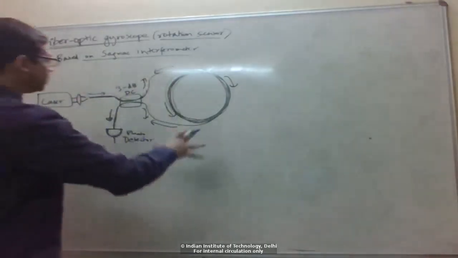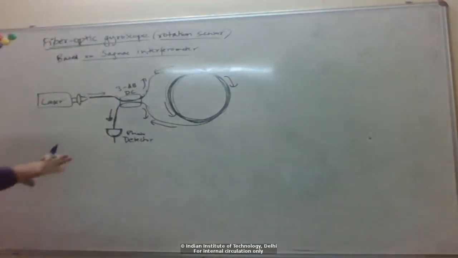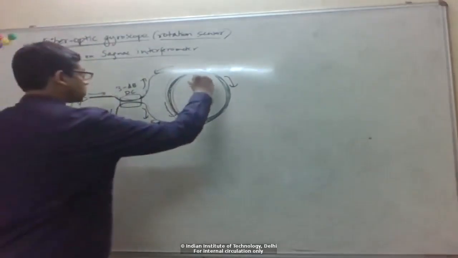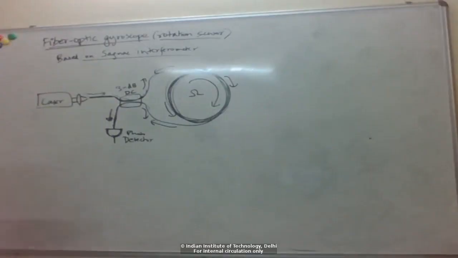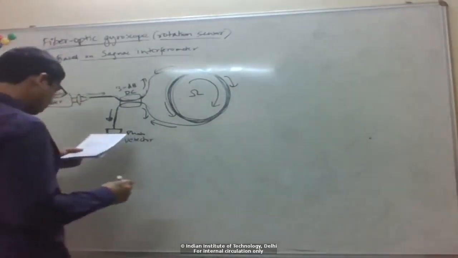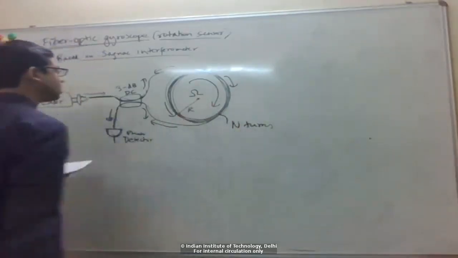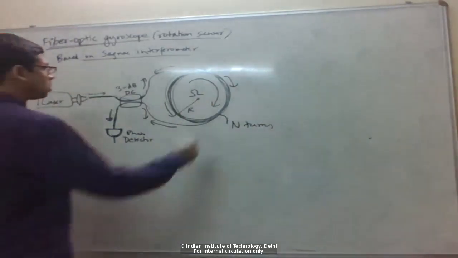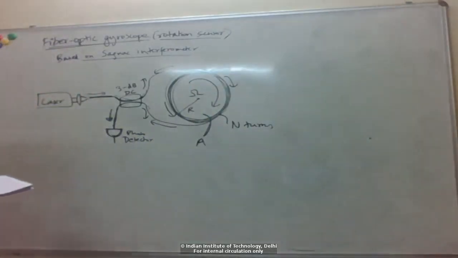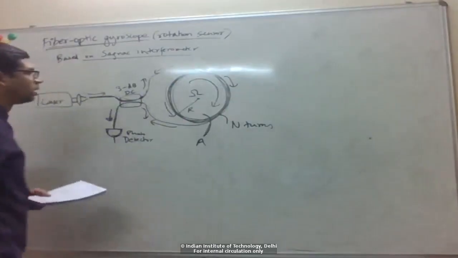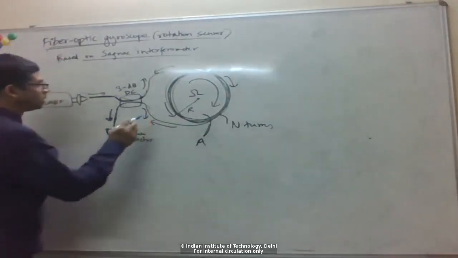Now imagine this whole setup is placed on some platform, like an airplane or a satellite, and that is now moving. So if there is a rotation here, this is wound into N turns, with some radius r, let's say. This loop encloses some area A. Now imagine this whole thing is rotating at some angular frequency omega.